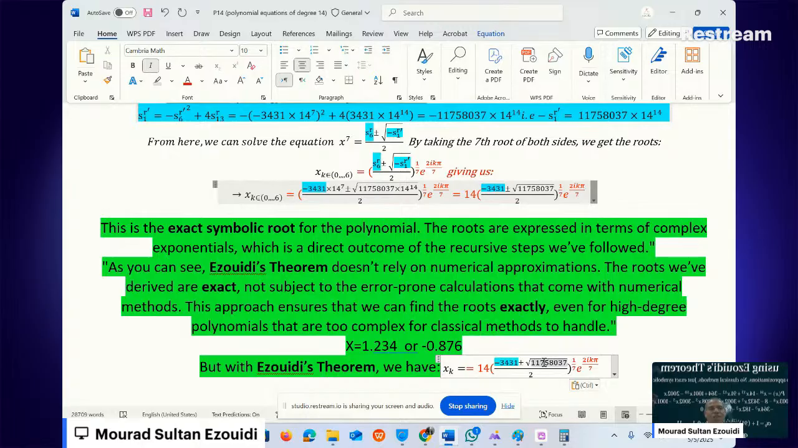The roots are expressed in terms of complex exponentials, which is a direct outcome of the recursive steps below. As you can see, Ezouidi theorem does not rely on numerical approximation. The roots we've derived are exact, not subject to the error-prone calculations that come with numerical methods. Here, this approach ensures that we can find the roots exactly, even for high-degree polynomials that are too complex for classical methods to handle. For example, here, the approximation method told me x equals 1 something and negative something, which is wrong in this example.